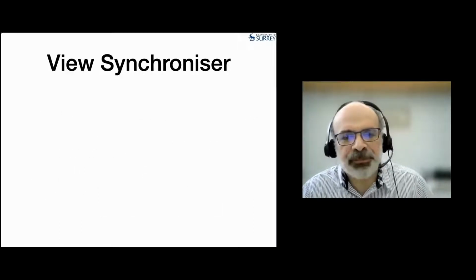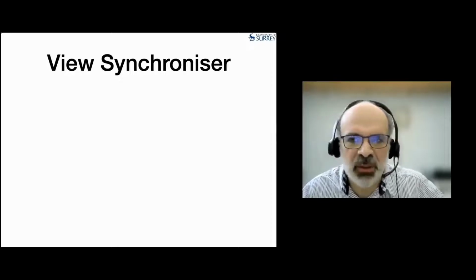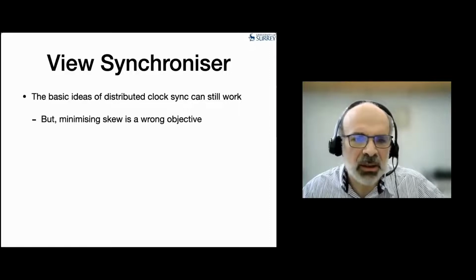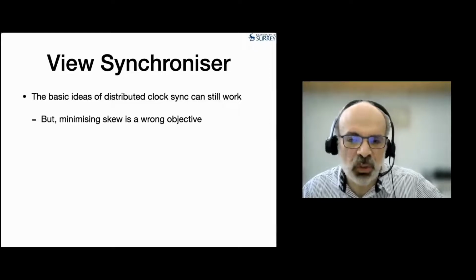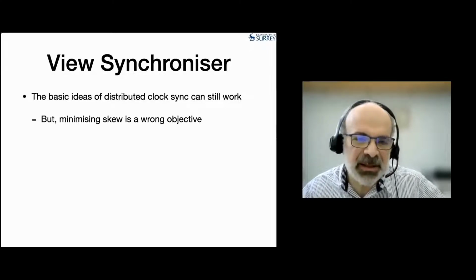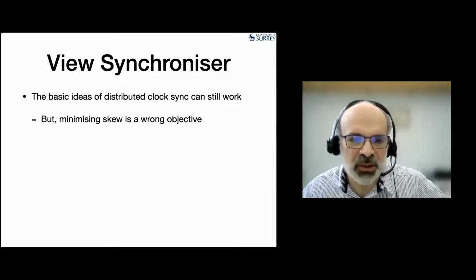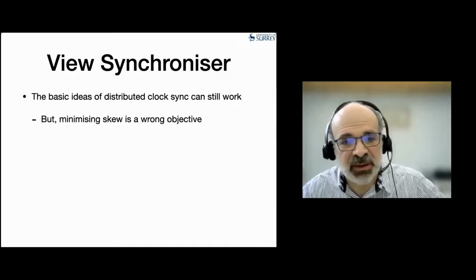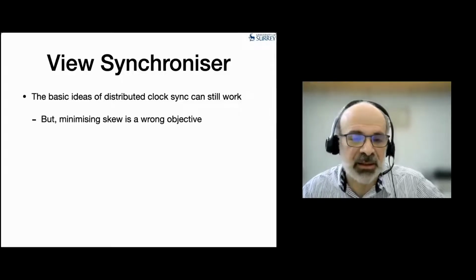So the abstraction that we came up with is called View Synchronizer. The basic ideas of distributed clock synchronization can still work. This is what we observed when we worked on this abstraction. But the goal of clock synchronization, which is minimizing skew, is kind of a wrong objective, because it's doing much more than needs to be done to achieve what we need.